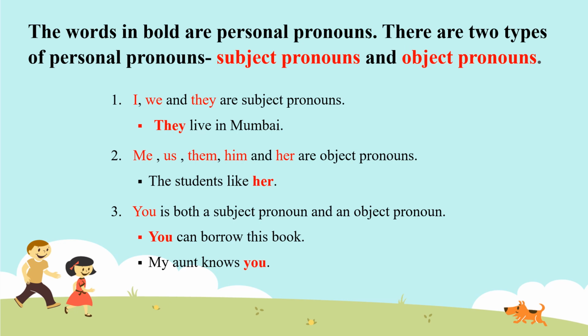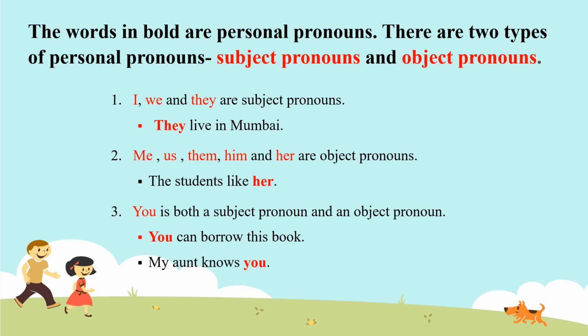First, I, we, and they are subject pronouns. For example, they live in Mumbai. Here, they is a subject pronoun. Second, me, us, them, him, and her are object pronouns. For example, the students like her. Here, her is an object pronoun.